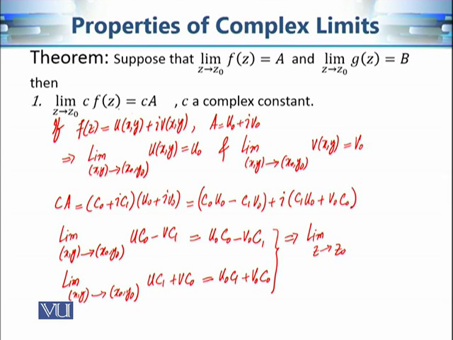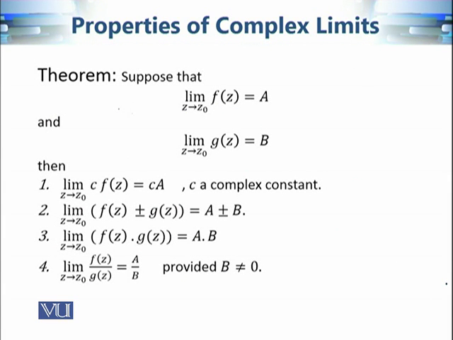Now if these two limits hold, then this simply implies that the limit as z approaches z naught of c f of z is in fact equal to ca, because this number is the real part of the number ca, and this number is the imaginary part of the number ca. If the real and imaginary parts are equal, that's why this limit is equal to ca. Similarly, we can prove the other properties of the limits of complex valued functions.